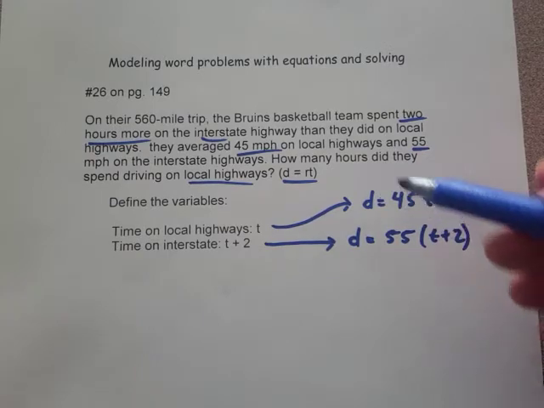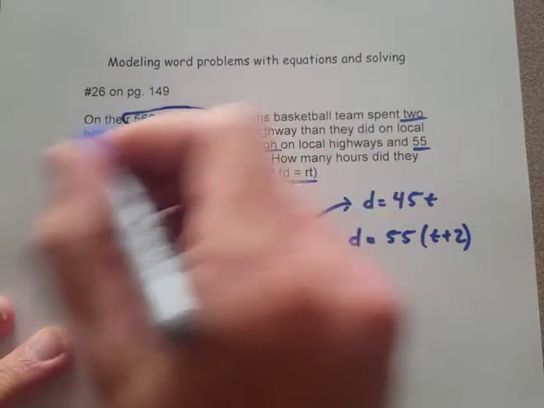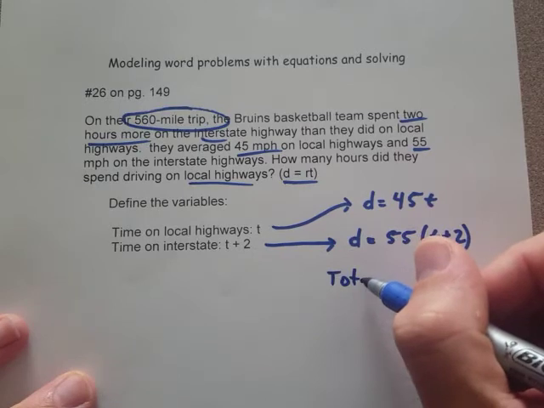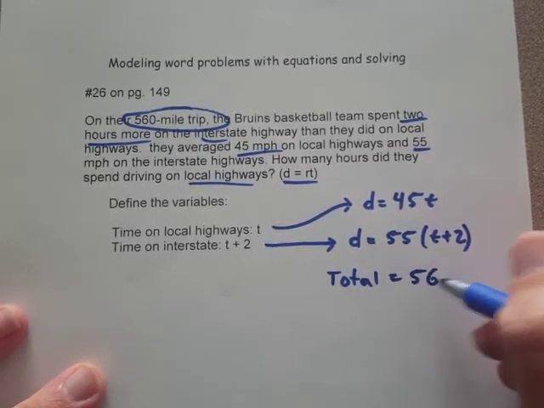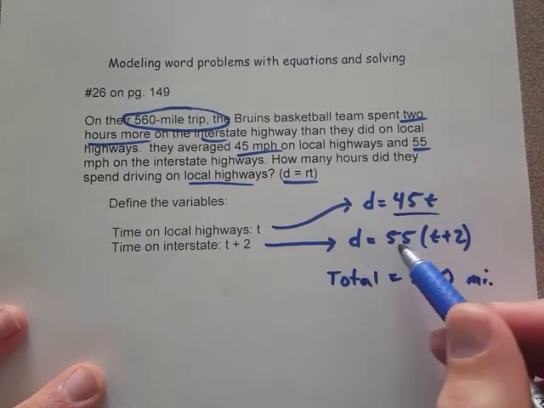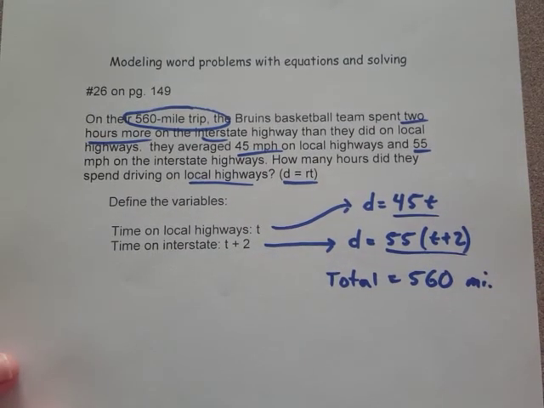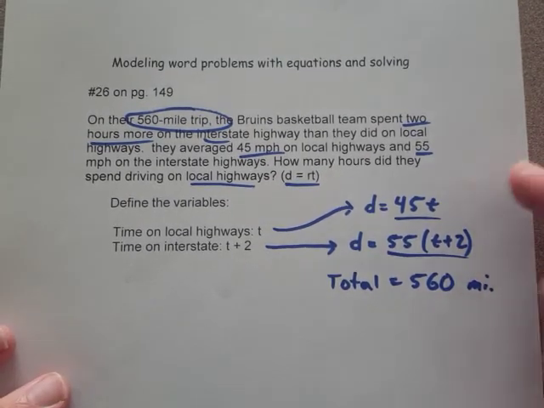Now they don't give us the distance for either of these individually, but they do give us the total distance for this trip. So knowing that we have a total of 560 miles, what we can do is add this expression and this expression equal to 560, and then it's a matter of just solving that equation for t. You should be able to find out the time on the local highways. That'll also give you the interstate time, but you want to set up an equation and solve for t. That will get you the rest of the way on this problem.